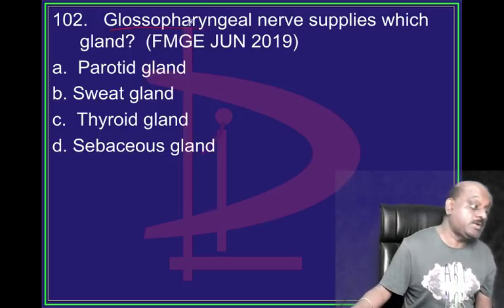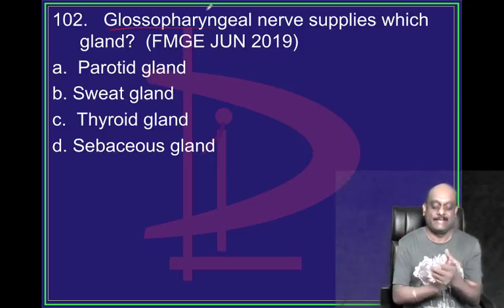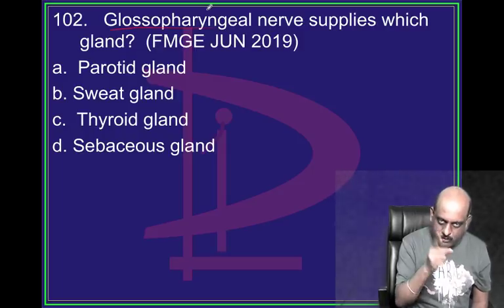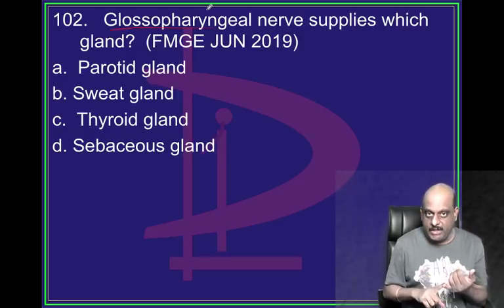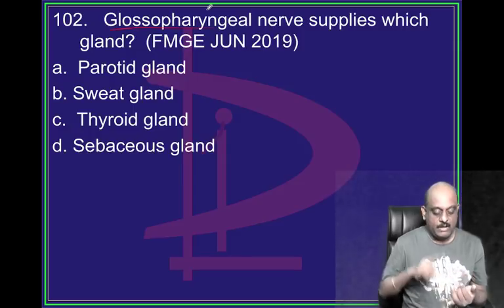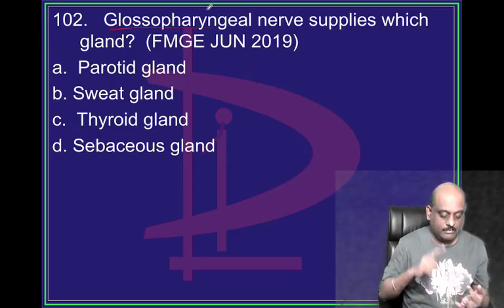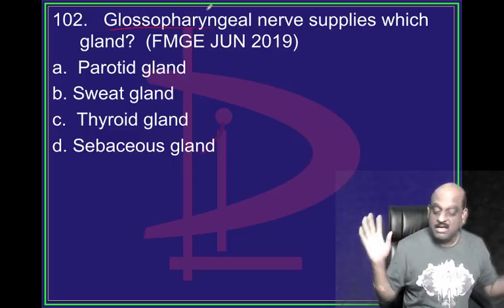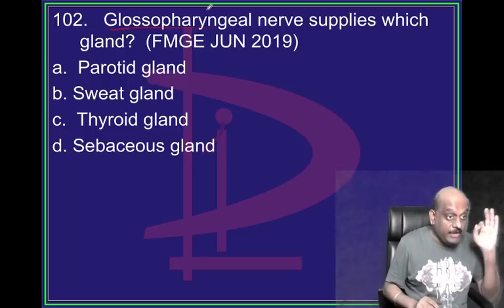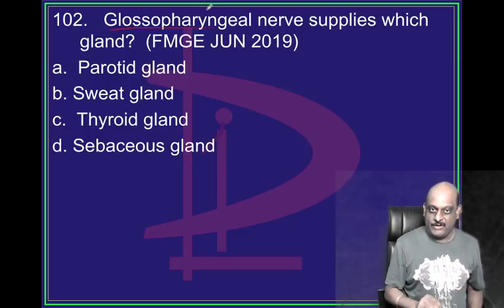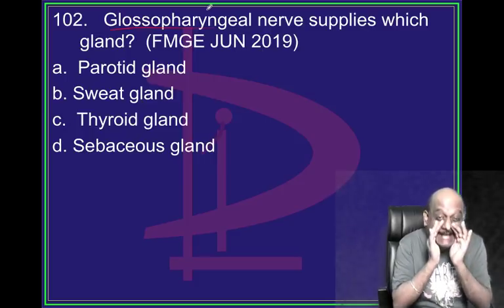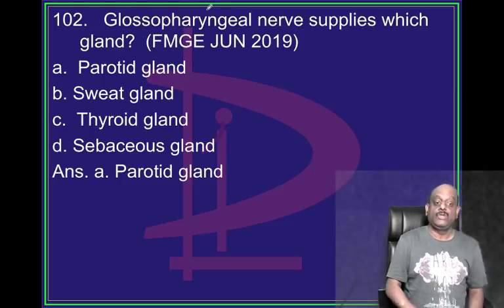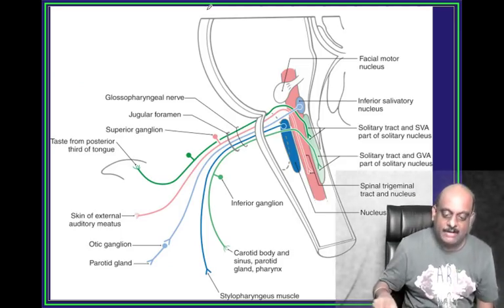Glossopharyngeal nerve supplies which gland? Definitely aayega doctor. Main bol raha hu na, aap jarur padh lena. Facial nerve, barabar. Trigeminal, glossopharyngeal, vagus, definitely aayega. Then otic ganglion, pterygopalatine ganglion, gasserian ganglion. Without that there is no paper. Secret, sure, badhiya. So parotid gland is supplied by the glossopharyngeal.